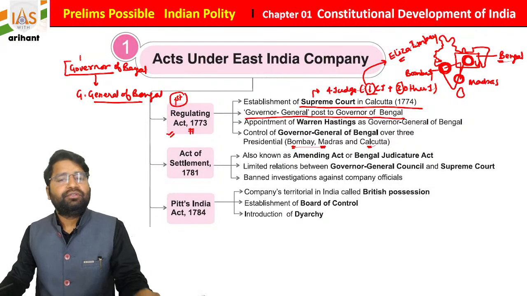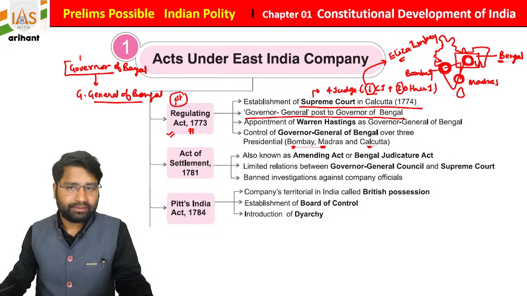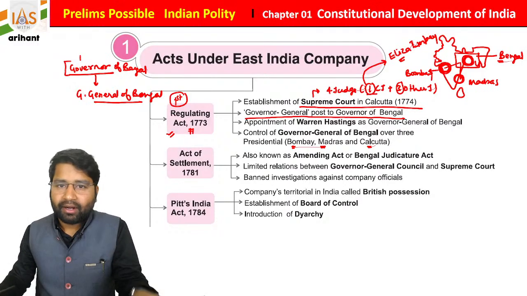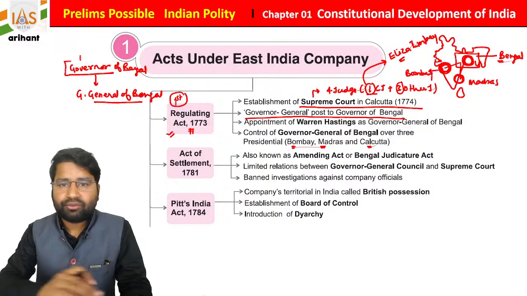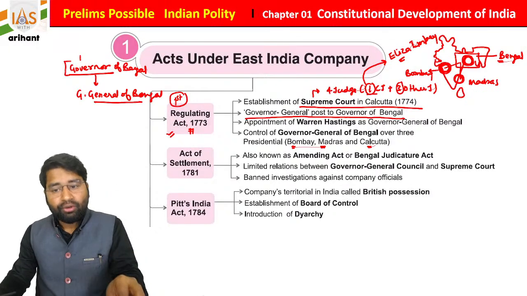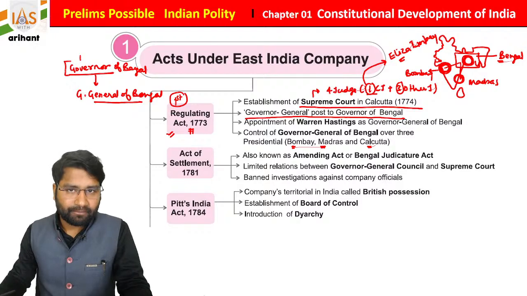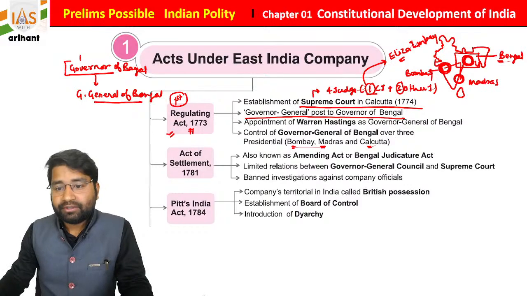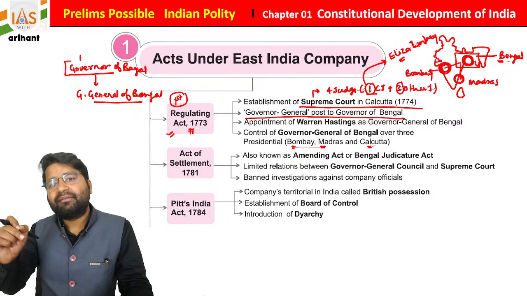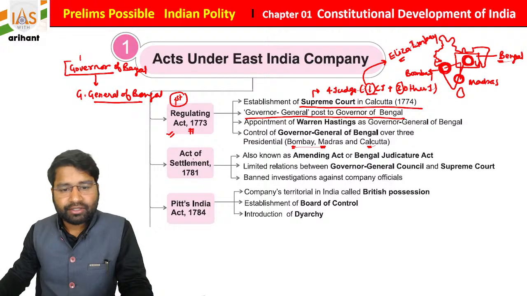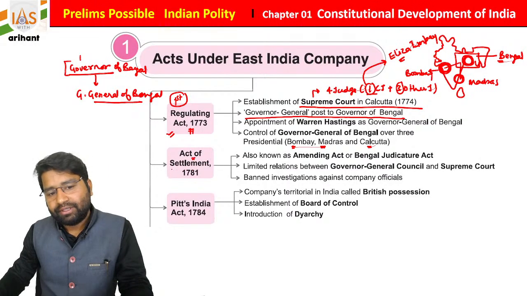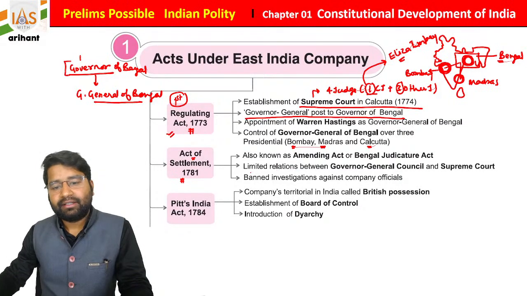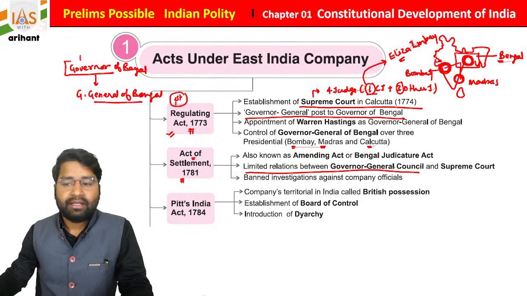Okay, as you find, students, there were flaws, there is always some confusion once you create any rule and regulation. So they made a modification, because there was the Supreme Court trying to control the British officers also. This modification is called the Act of Settlement 1781. They limited the relation between the Governor General Council and the Supreme Court.